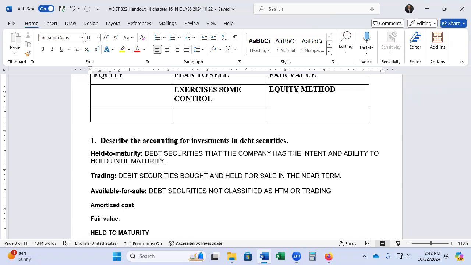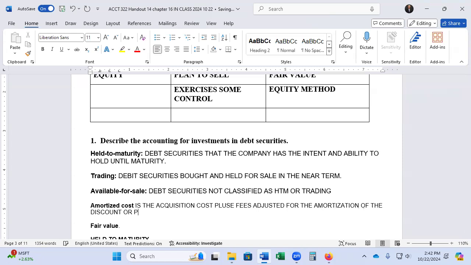Amortized cost is the acquisition cost plus fees adjusted for the amortization of the discount or premium.